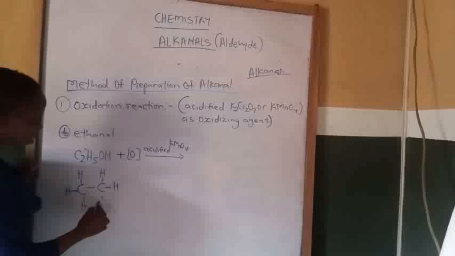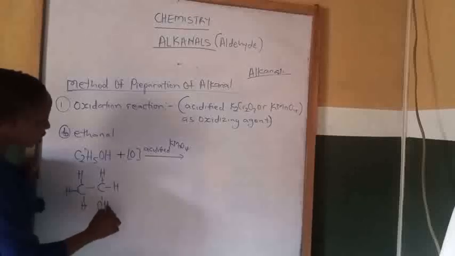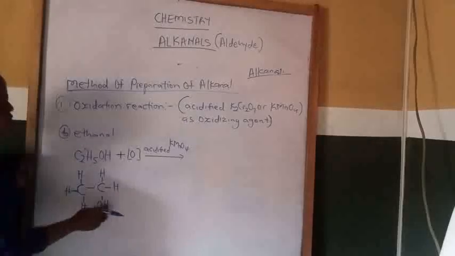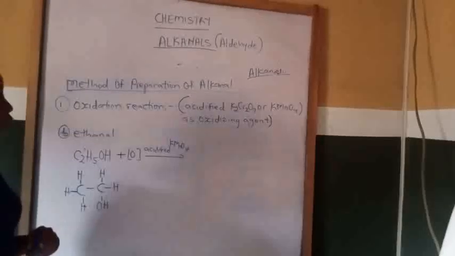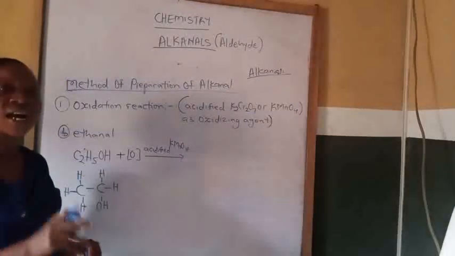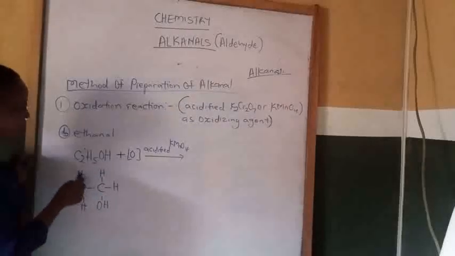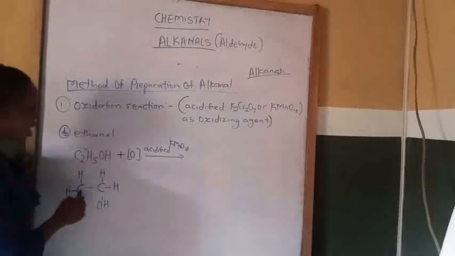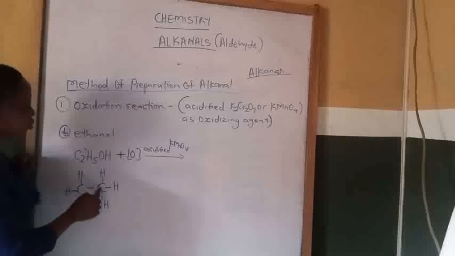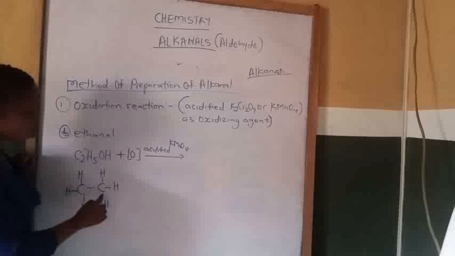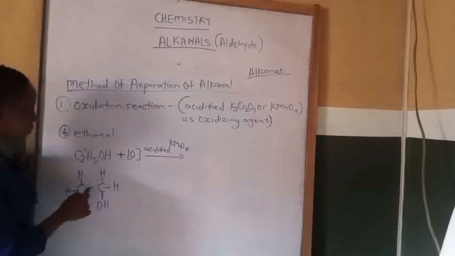Then followed by your hydroxyl ion. Don't forget that we are using a primary alkanol. You must use a primary alkanol. Then how will you recognize a primary alkanol? When only one alkyl group is bonded to the carbon atom holding your functional group.